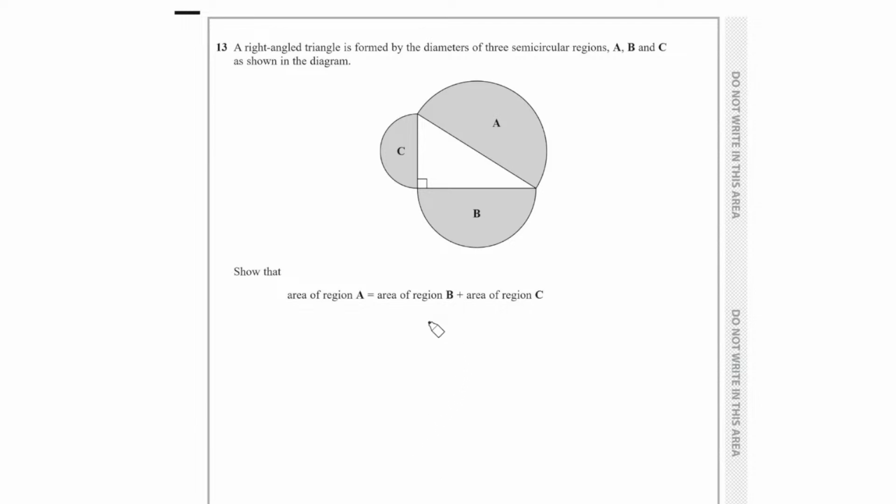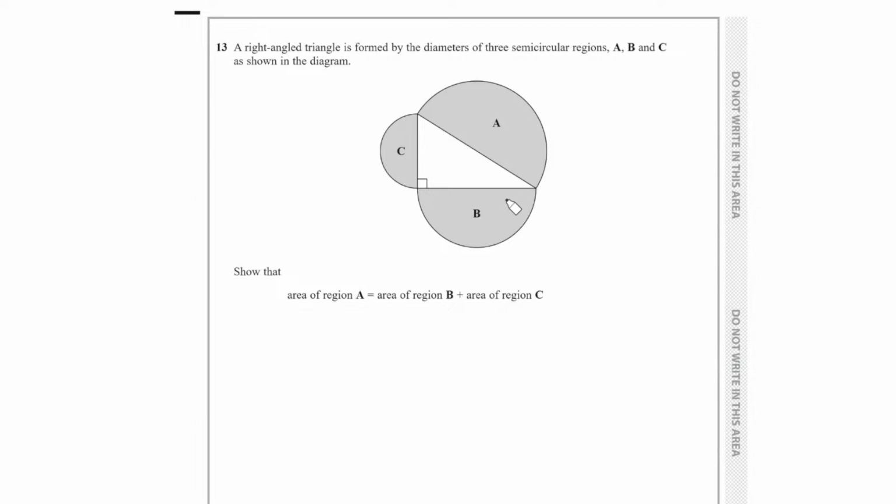A right-angled triangle was formed by the diameters of 3 semicircular regions A, B, and C, as shown on the diagram. We need to show that the area of A is equal to the area of B plus the area of C. And we've obviously got a right-angled triangle. So you might initially just be like, well, this is obviously something to do with Pythagoras, which is true.